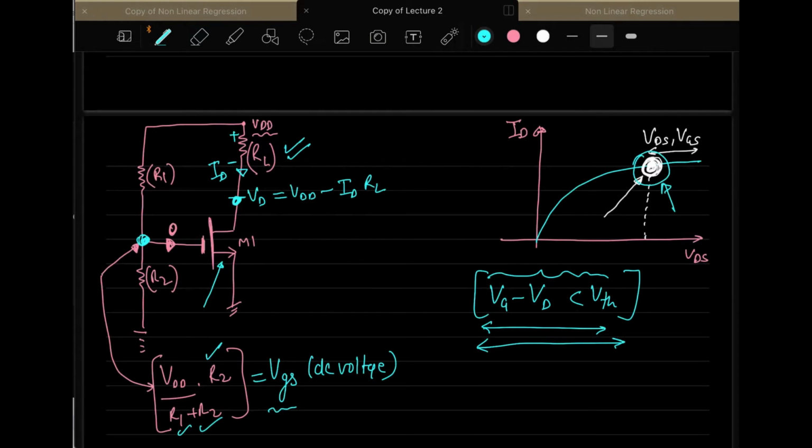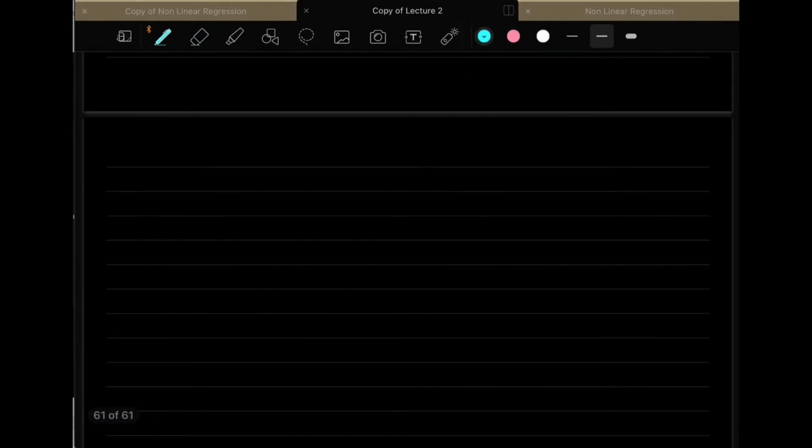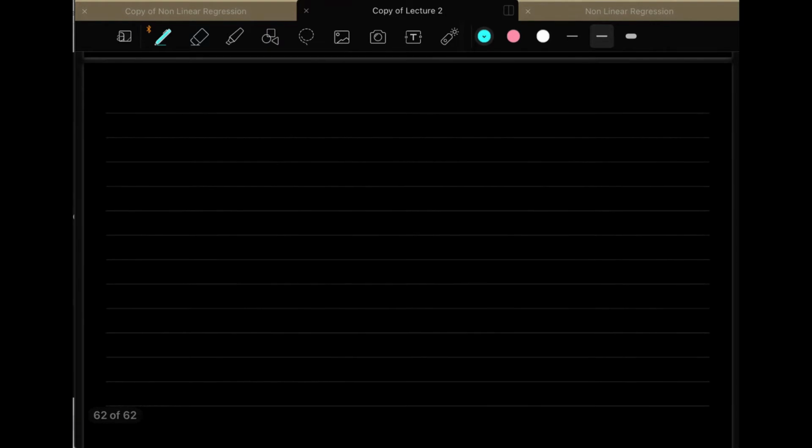Once this condition is satisfied, you are operating in the saturation region. Now the second thing that comes is, once you have set the operating point, you will apply a small signal on top of it. So how will you do that? You will do it this way. This is your MOSFET M1, this is your load resistor, this is your R1, this is your R2.